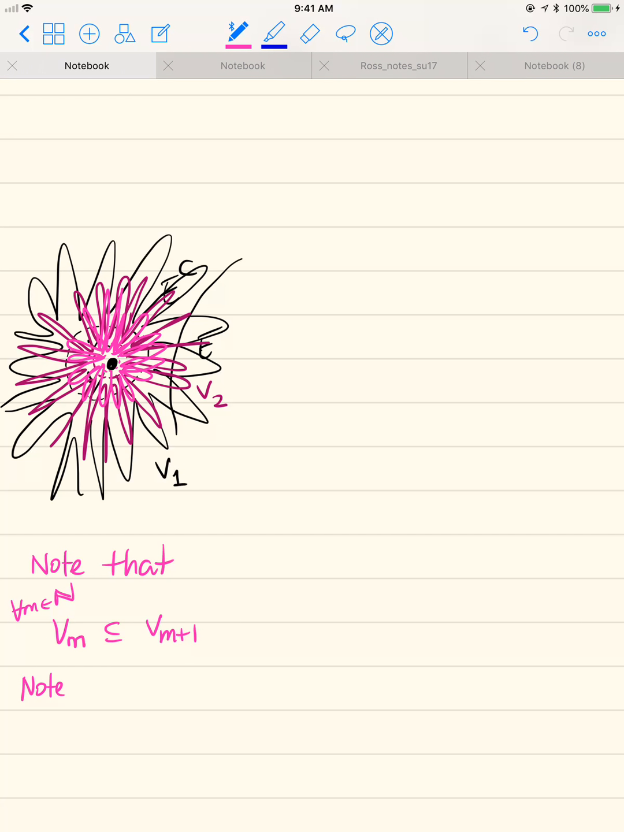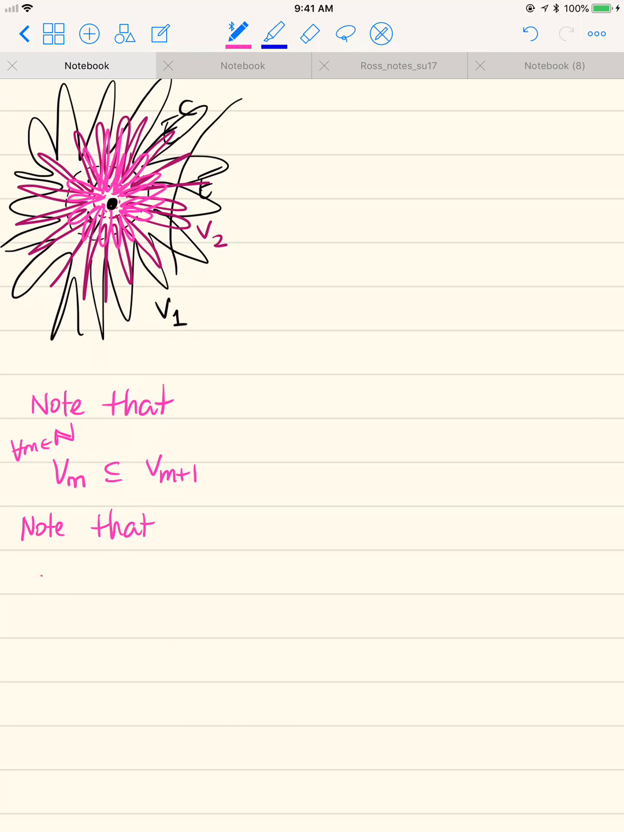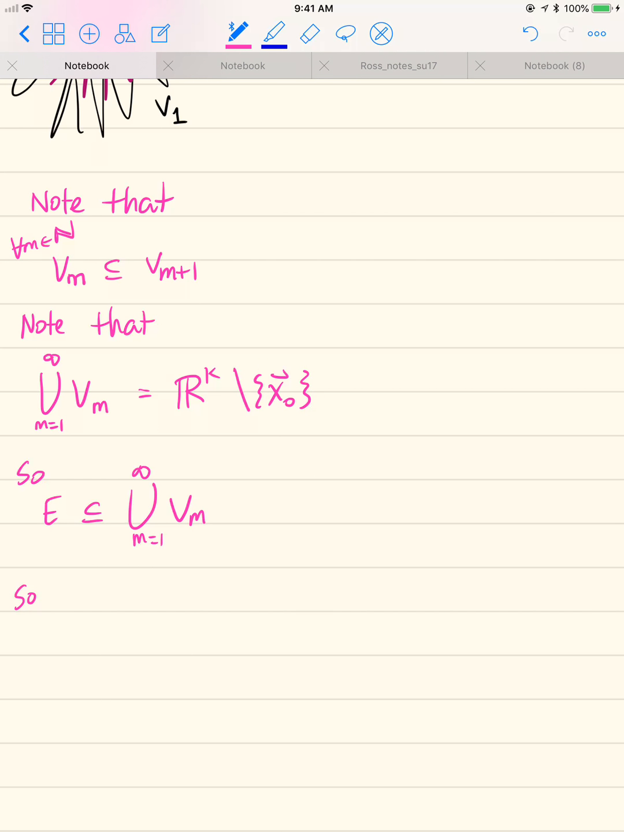Note that the union of the V sub m is R^k minus x naught. Since x naught is not in E, E is a subset of the union of the V sub m. So that means that script V, which is the set of these V sub m, is an open cover of E.